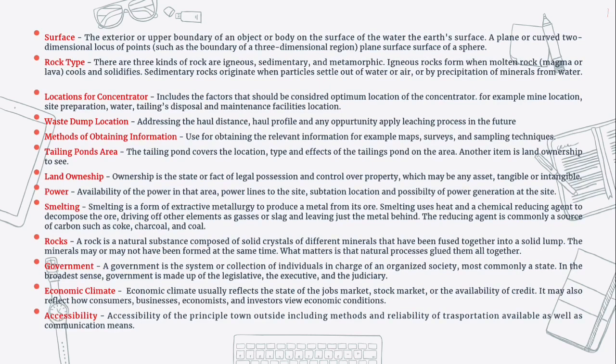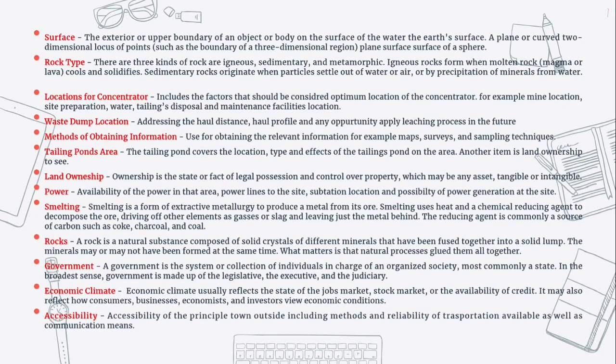Location of the concentrator includes the factors that should be considered for the optimum location of the concentrator. For example, mine location, site preparation, water, tailings disposal, and maintenance facilities location. Waste dump location, addressing the haul distance, haul profile, and any opportunities for applying a leaching process in the future. Methods of obtaining information used for obtaining the relevant information, for example maps, surveys, and sampling techniques. Tailing ponds area. The tailing pond covers the location, type, and effects of the tailing pond on the area.